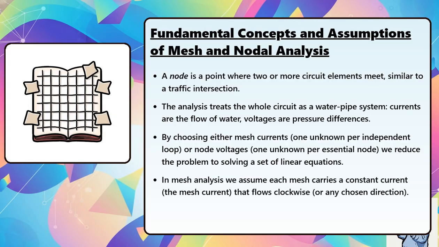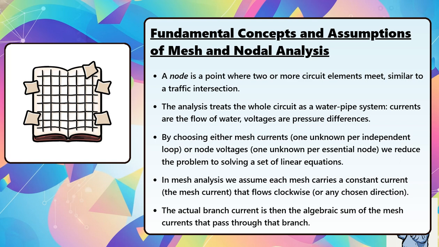In mesh analysis, we assume each mesh carries a constant current, the mesh current, that flows clockwise or any chosen direction. The actual branch current is then the algebraic sum of the mesh currents that pass through that branch.